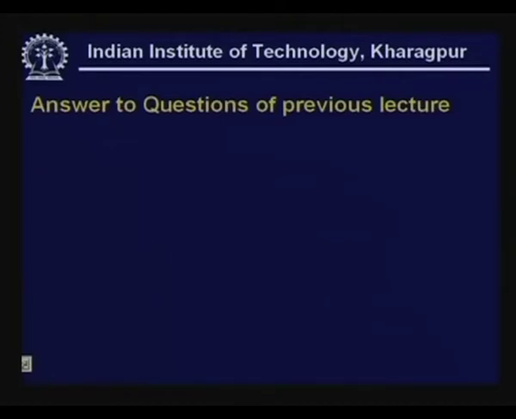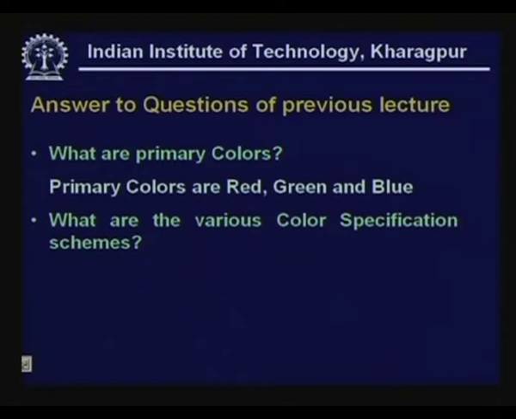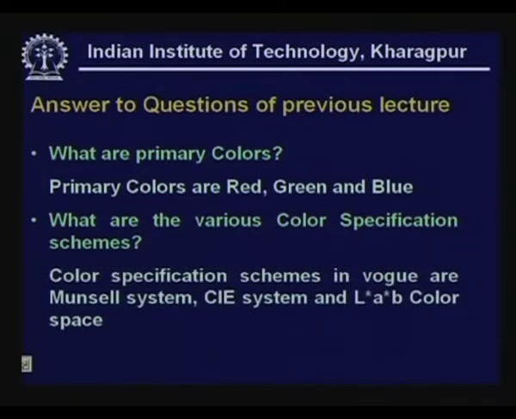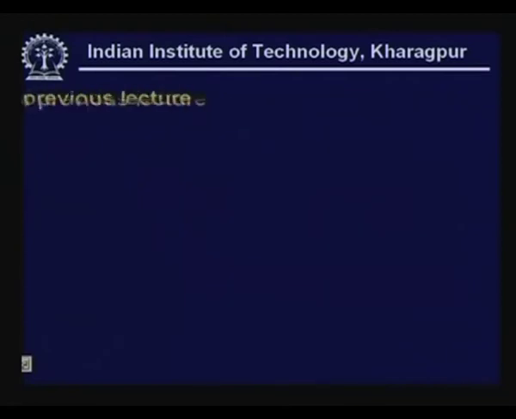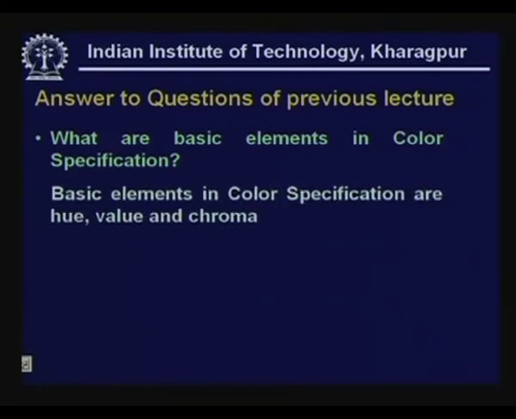Answers to questions of the previous lecture. What are primary colors? Primary colors are red, green and blue. What are the various color specification schemes we saw in the last lecture? Color specification schemes in vogue are the Munsell system, CIE system and LAB color space. Continuing with the answers, what are the basic elements in color specification? The basic elements in a color specification are hue, value and chroma, that is, three-dimensional.